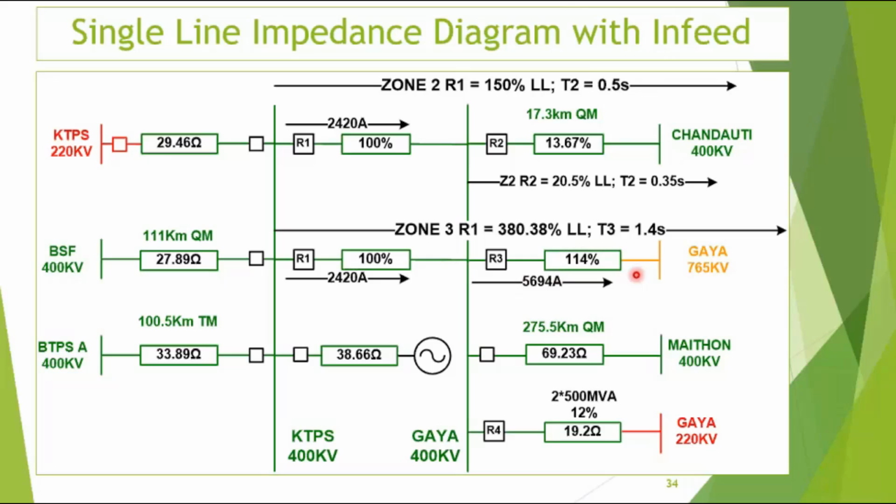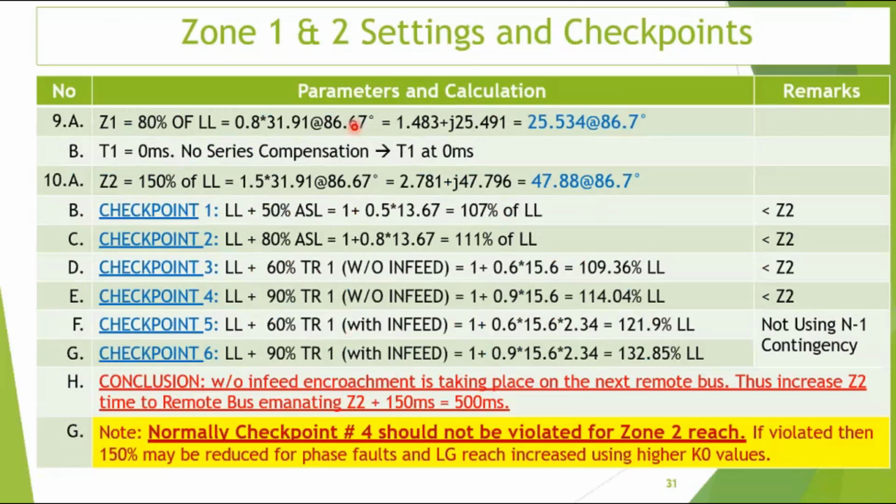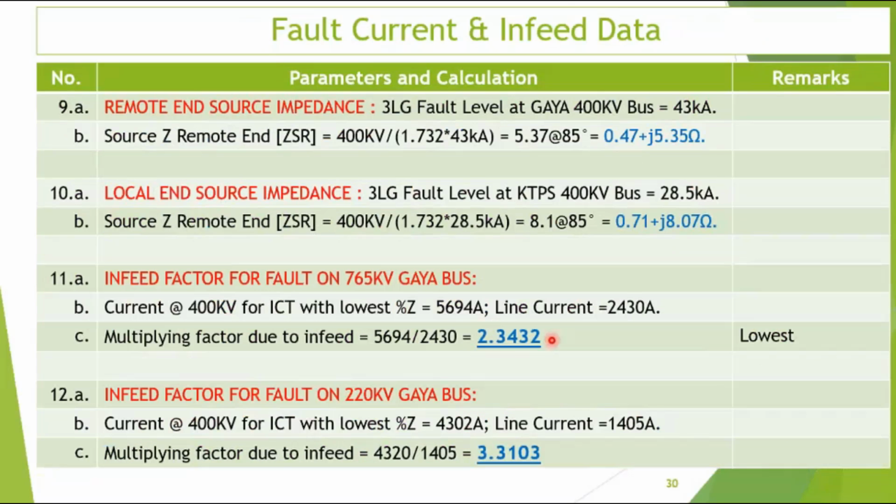I create a fault over here, I see the transformer 400 kV voltage level current, and I see my line current. I divide the transformer current by my line current and keep it as a factor. That will be helpful for me later on. And the factor comes over here 5694 divided by 24 something, 2 point something, whatever. And this will be useful in doing all this checkpointing. So that impede factor for a fault on 765 kV Goya bus is 2.34.